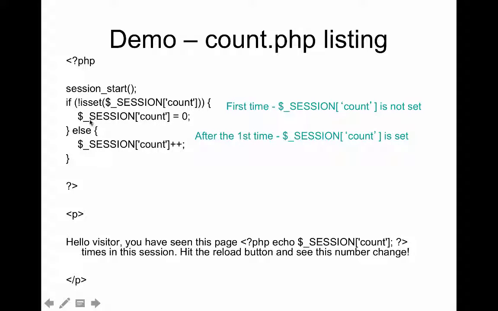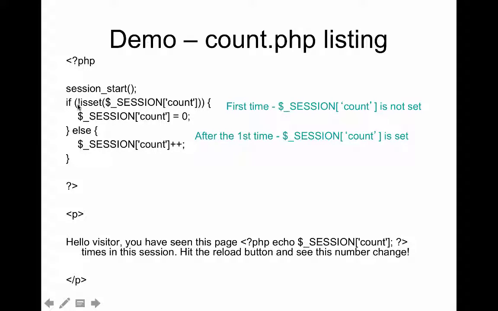So the first time a page is visited, this is not set, right? And then because it's not set, it will go into this line and set $_SESSION['count'] to be 0. And that's why you saw earlier that you've seen this page 0 times the first time. Of course, you can set it to 1 if you wanted to.